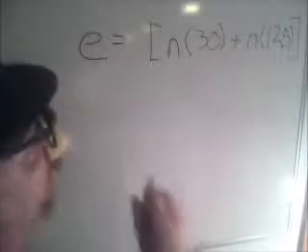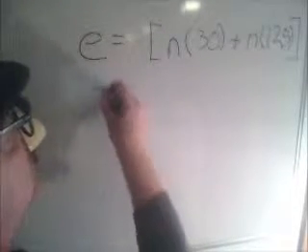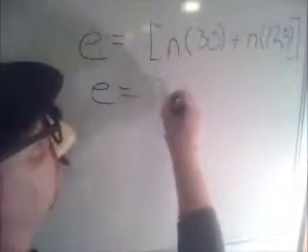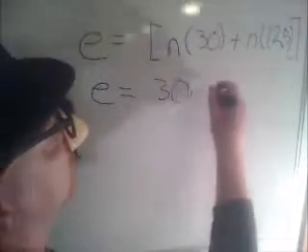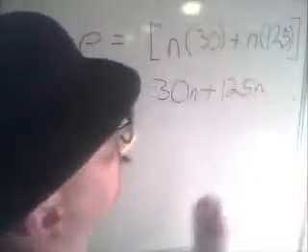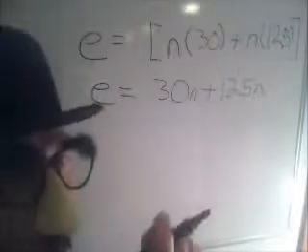Again, we go by the conventions in mathematics. E will therefore equal N times 30, or 30N, plus 125N. Groovy.